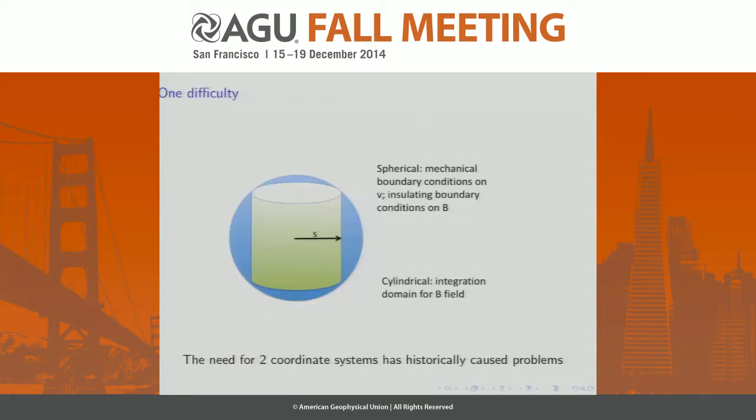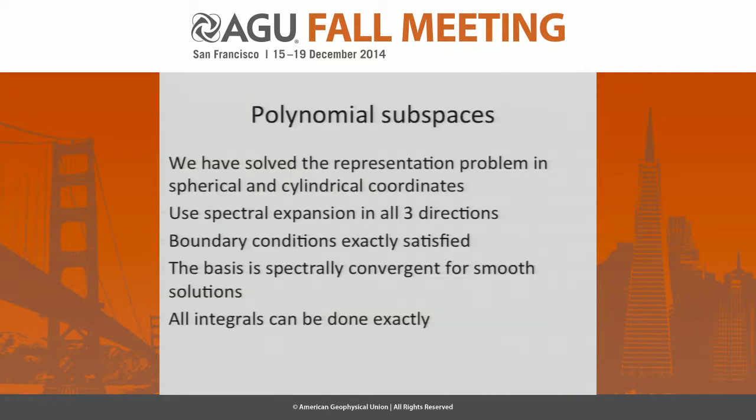Now, the difficulty, as Paul already mentioned, is that you have to really deal with two sorts of coordinate systems. A cylindrical coordinate system, which is needed for integration over these cylinders, and a spherical coordinate system for the mechanical boundary conditions and the insulating boundary condition on the magnetic field, and that's historically caused some problems. So the way we've got around this is to work entirely in polynomial subspaces. And in this methodology, we consider that problem now to be solved.